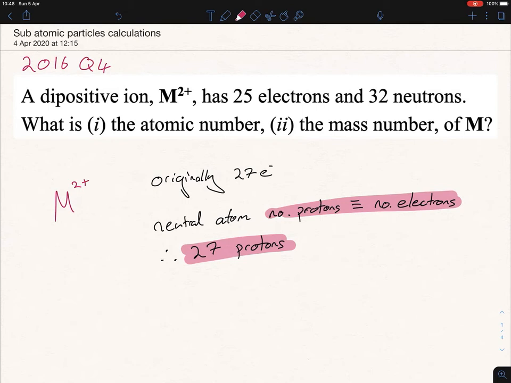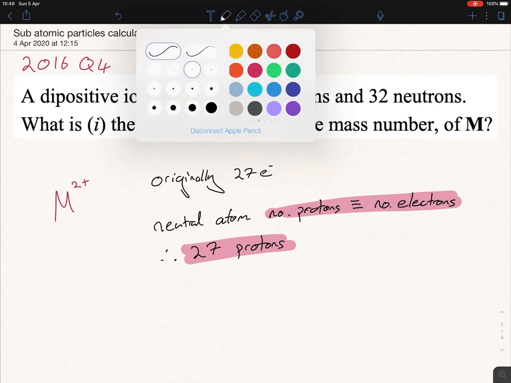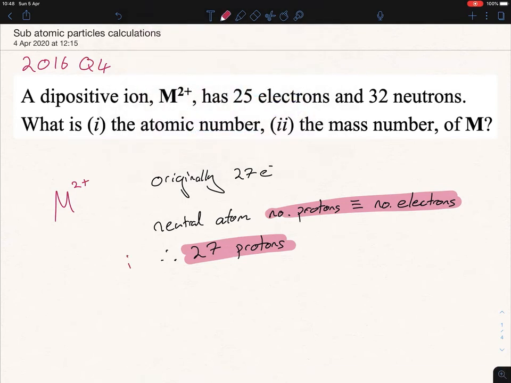Now the next part, which is part 2, is asking for the mass number. The mass number is simply, I'm going to write it down: mass number equals the number of protons plus the number of neutrons.